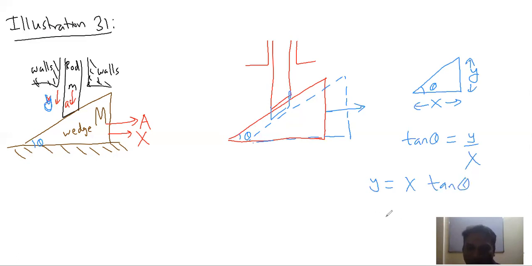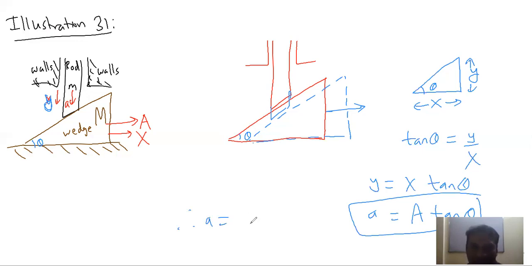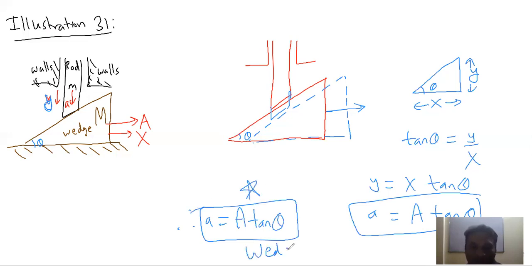Differentiating, we can say the acceleration of the rod is equal to the acceleration of the wedge into tan theta. So our equation turns out to be small a is equal to capital A tan theta. This is the equation we get if I apply the wedge constraint. This is one equation, which is the wedge constraint equation. Now, let us think about Newton's law equation.